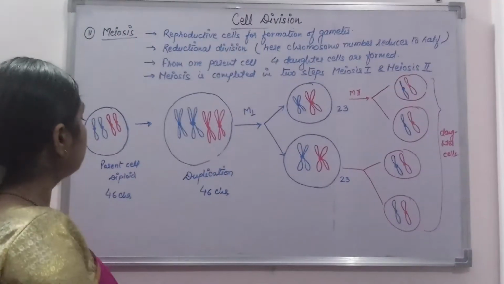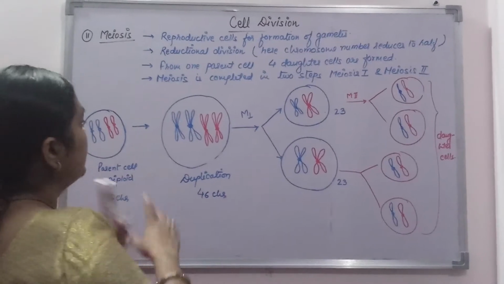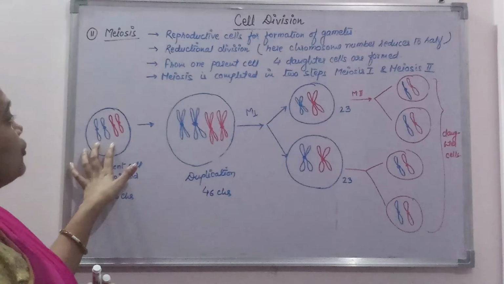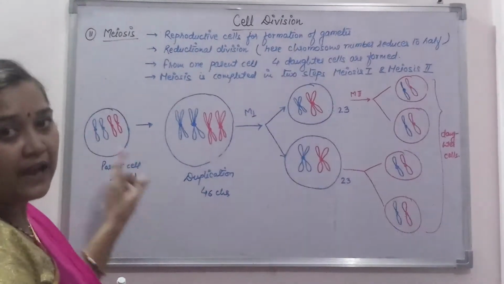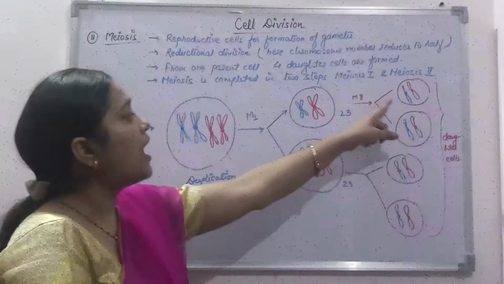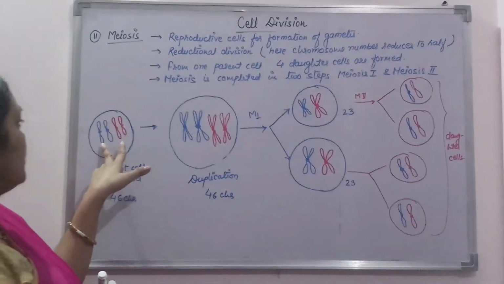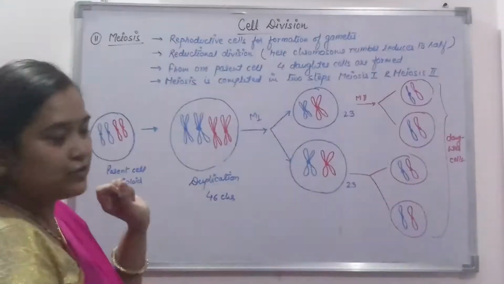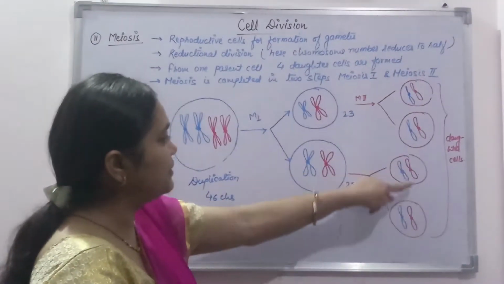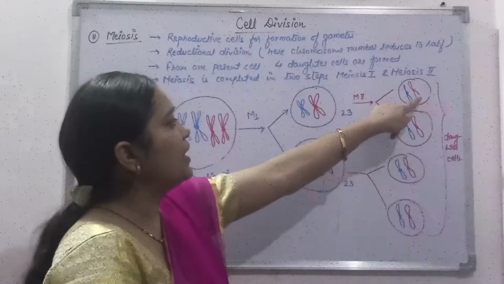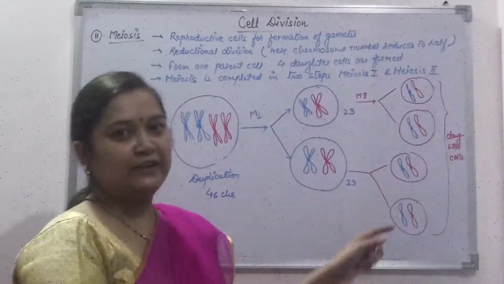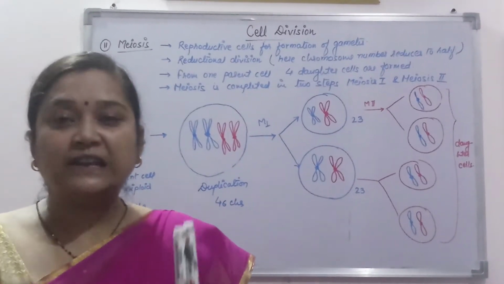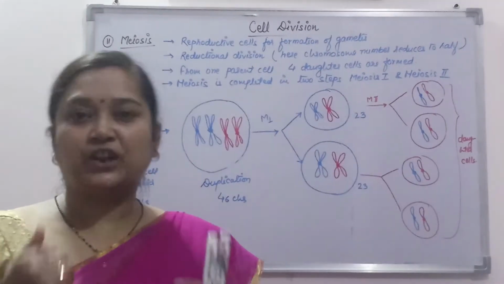See student, as you can see here, the chromosome number has reduced to half, isn't it? Here you are able to see two blue, two red color chromosomes, and here you are able to see one blue, one red, one blue, one red, one blue, one red. That means the chromosome number has reduced from 46 to 23.